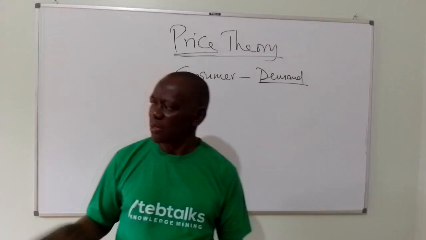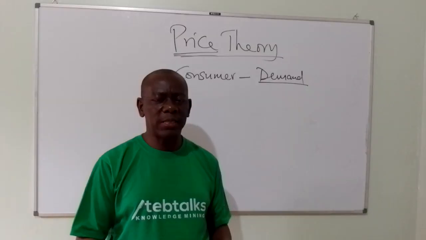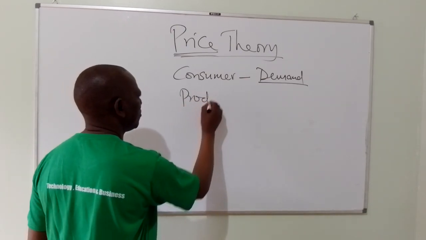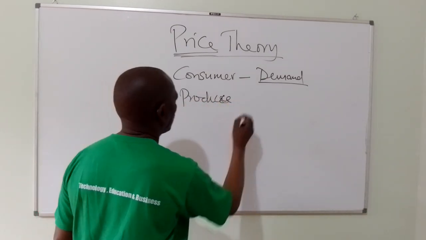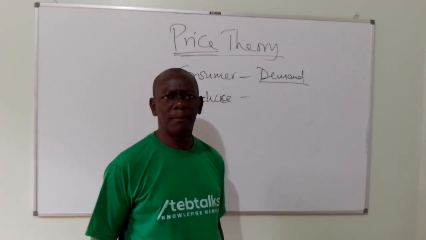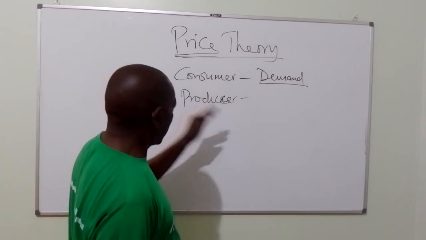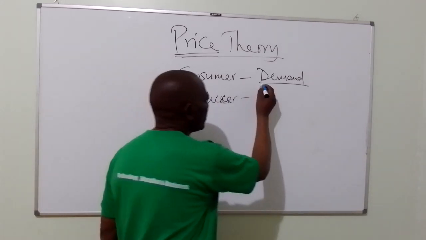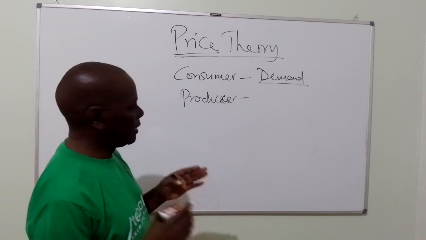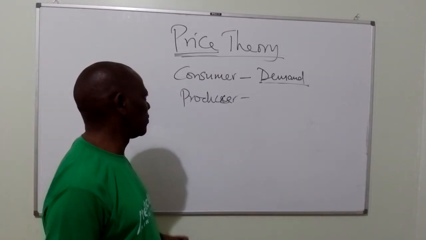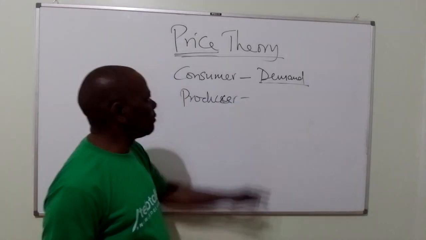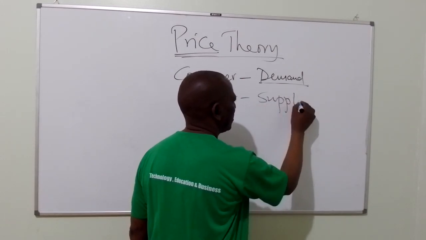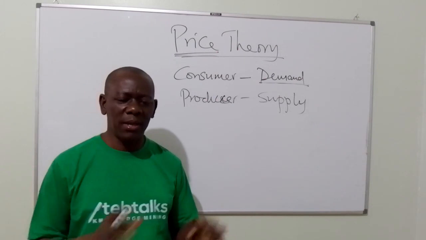Then when you go to producers, what do they want? They want to produce commodities. These producers are going to have to do what? To produce the commodities. So we are saying, once we are in an economy, we have consumers. The consumer is represented by demand. The demand comes from the one who is going to consume. Then the producer is supposed to bring things that are going to be demanded. So is it a supply? We get another part called supply. So we have supply and demand.